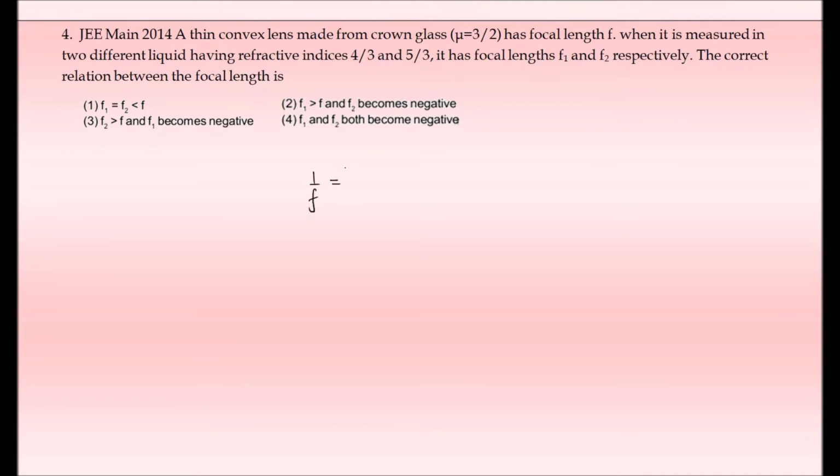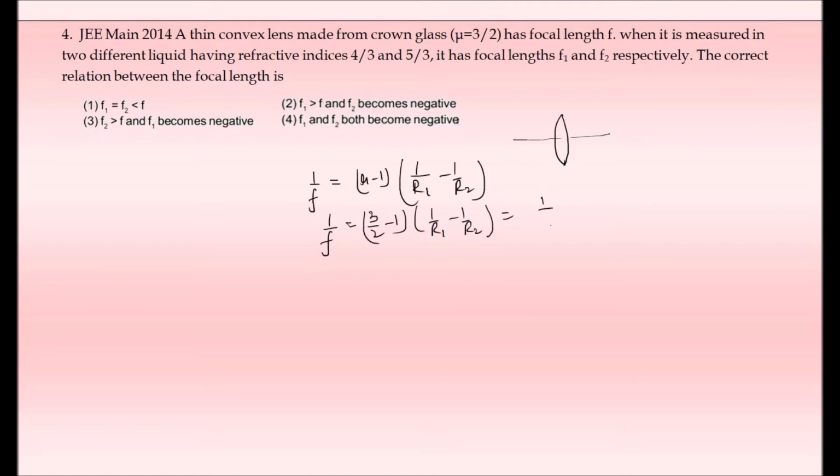So 1 by f is equal to (mu minus 1) into (1 by R1 minus 1 by R2), as it is a thin convex lens. We may draw the figure also for more clarity. R1 comes with positive sign and R2 comes with negative sign. Anyway, it is immaterial to consider the sign here. So 1 by f is equal to (3 by 2 minus 1) into (1 by R1 minus 1 by R2). It is 1 by 2 (1 by R1 minus 1 by R2). So this is our equation 1.